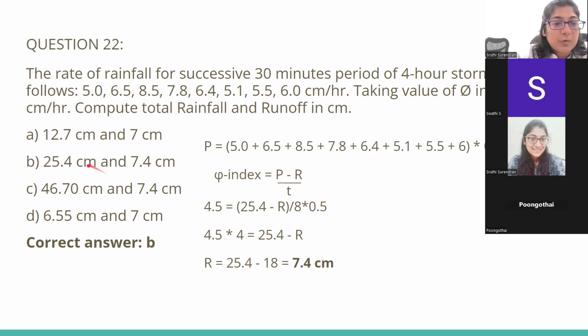And so the correct answer would be option B, that is 25.4 centimeters and 7.4. So this is an important formula for phi index, (P minus R) by T. Again, when it comes to W index, we'll have one more term, which is (P minus R minus S) by T, where S is the interception and depression storage.